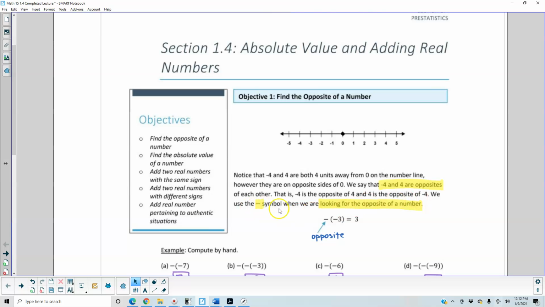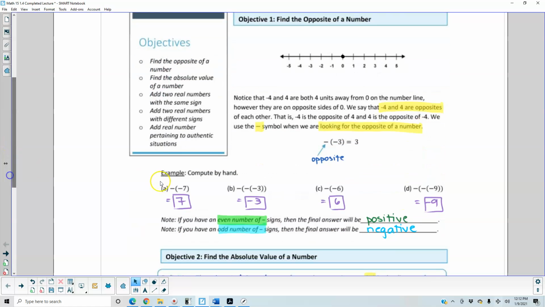We use the negative symbol when we are looking for the opposite of a number. So we can say that this is called the opposite of -3. Well, the opposite of -3 is +3. So if we want to compute this by hand, in part A, the opposite of -7 is 7.